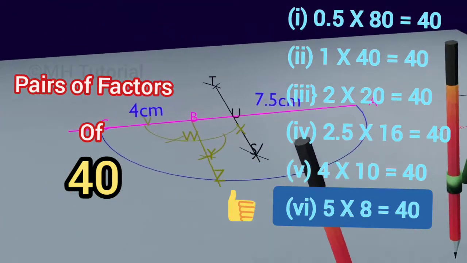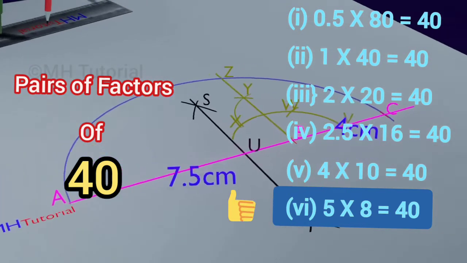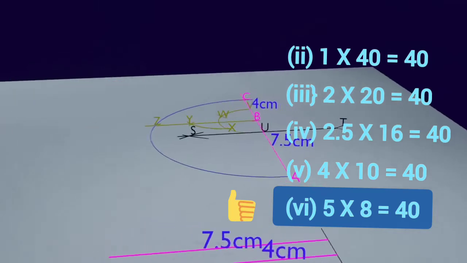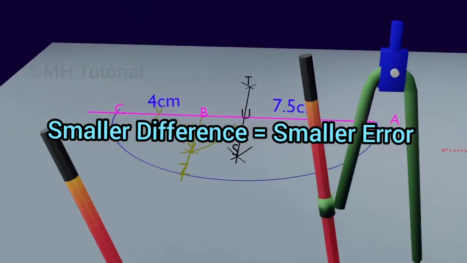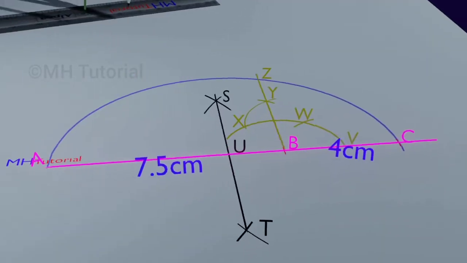Because neither 8 is very much larger than 5, nor 5 very much smaller than 8. The difference between these two numbers is 3. And a smaller difference produces a smaller error. In this 3D animation video, we will now calculate the square root of 30.